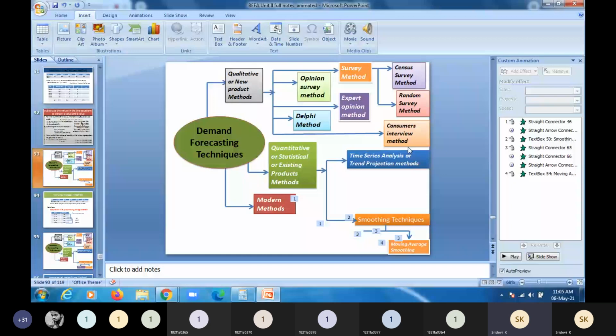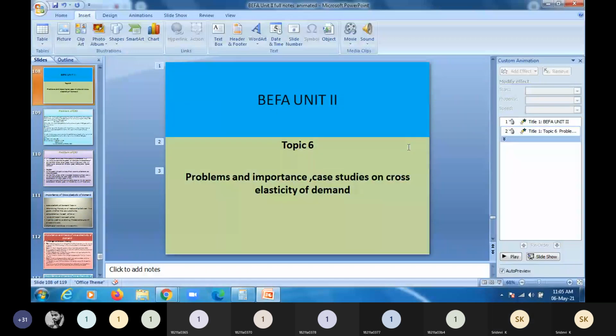So, any doubts in understanding these topics? Demand forecasting topic.